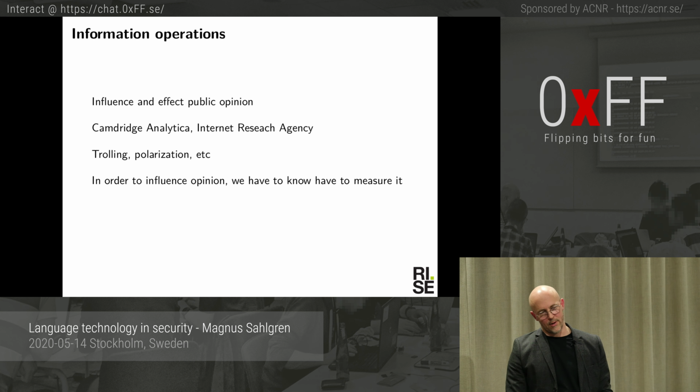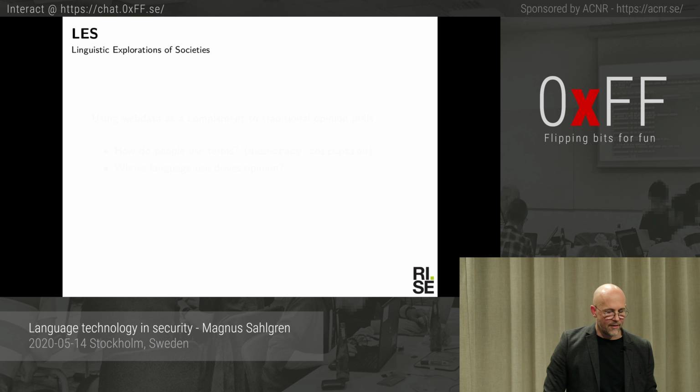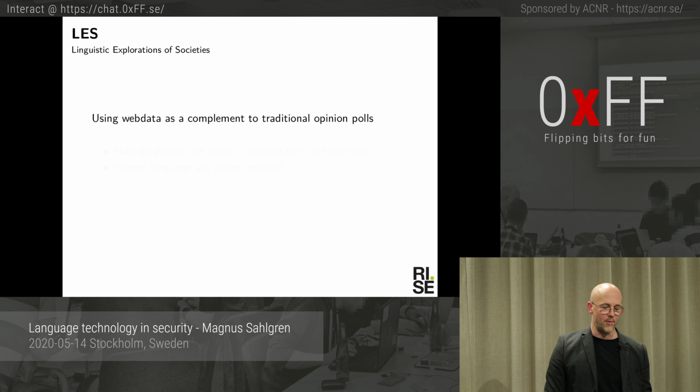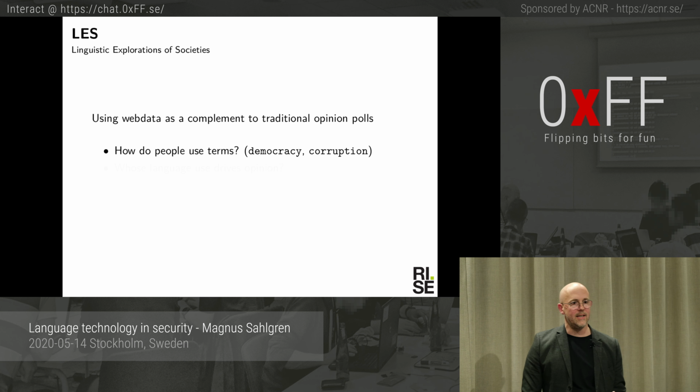But of course, we have the question, if we want to influence people, how can we know if we succeed? How do we actually measure if we have influenced people? And this is where people usually say, well, we can use sentiment analysis. And I would say, no, you can't. That's too crude. And we have a project on this that I'm just going to mention. It's called Linguistic Explorations of Societies. And the idea is to try to use open web data as a complement to traditional opinion polls.